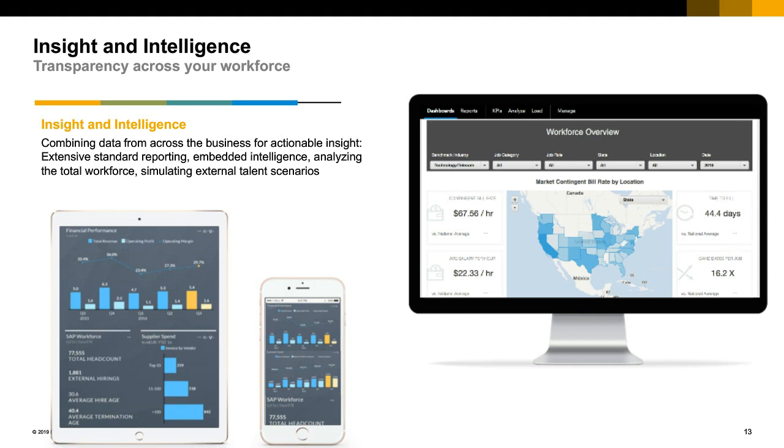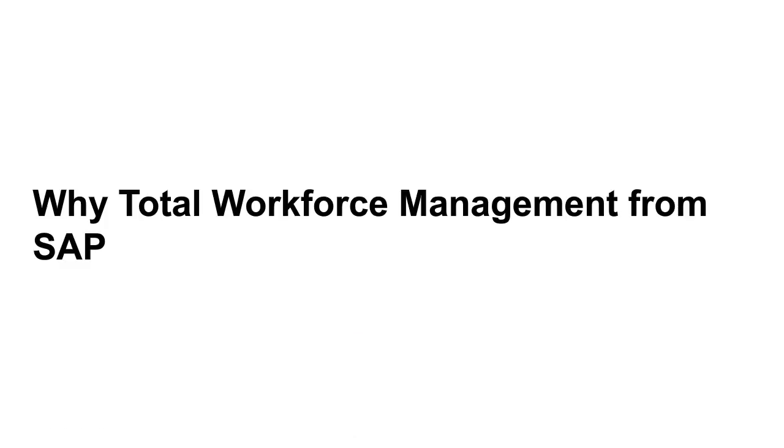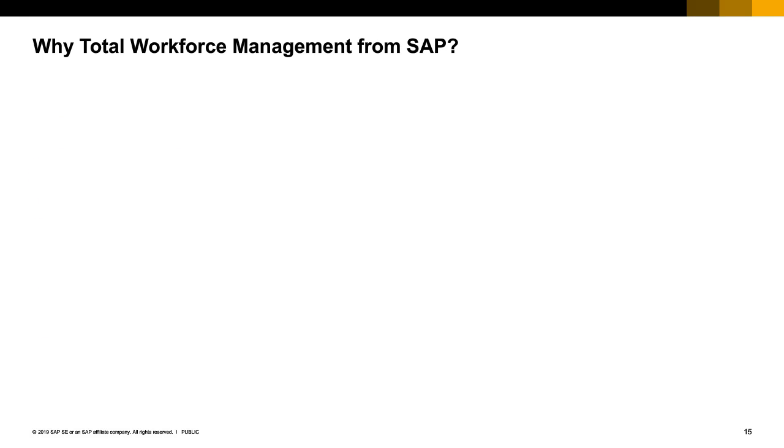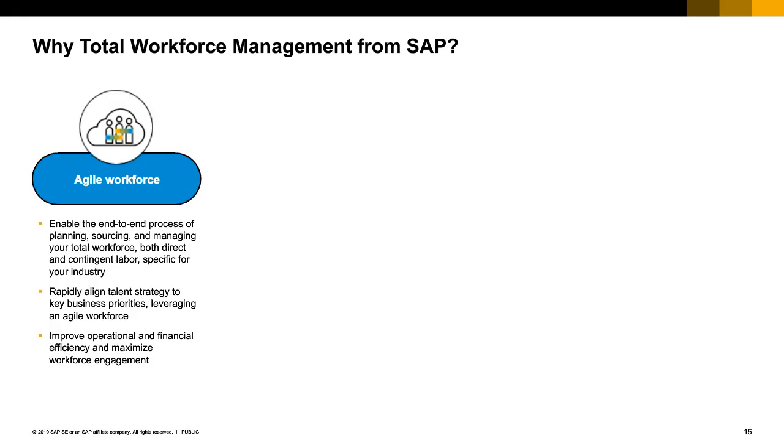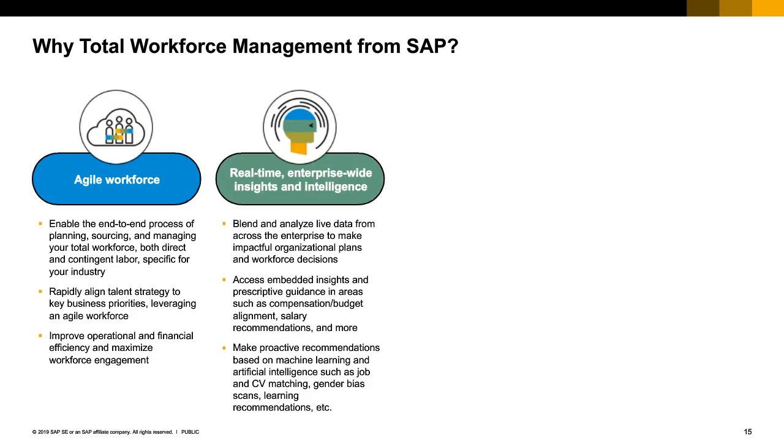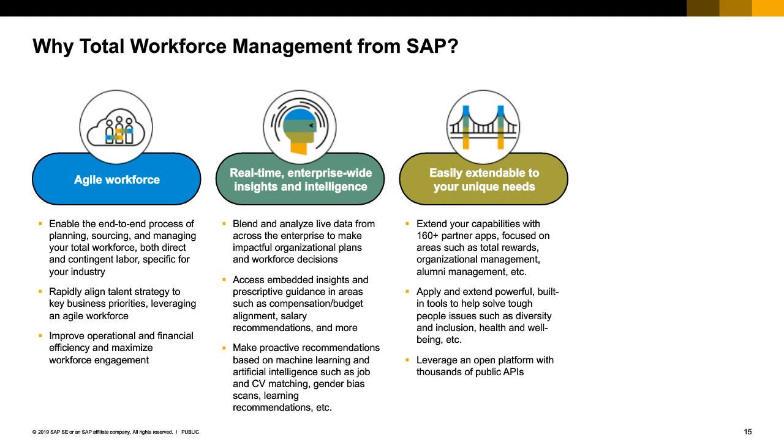So when we take a look at total workforce management, really the four different value propositions are having an agile workforce, being able to real-time have insights into that information from my complete and total workforce, being able to create unique areas within the system that let me capture information.